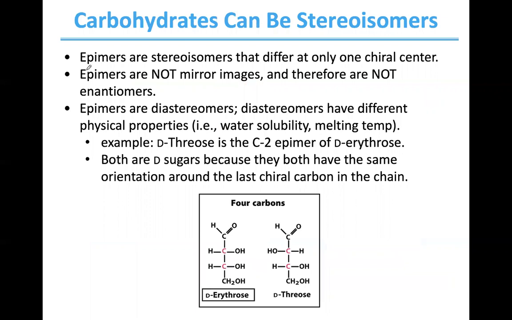So remember I mentioned the word epimers. Epimers are stereoisomers which differ at only one chiral center. Remember, to go from one enantiomer to the other, you have to invert every single stereocenter. If you invert only one and the others stay the same, you will not get a mirror image, and therefore epimers are not enantiomers. But epimers are diastereomers.